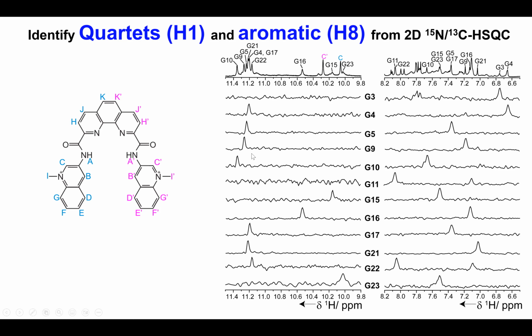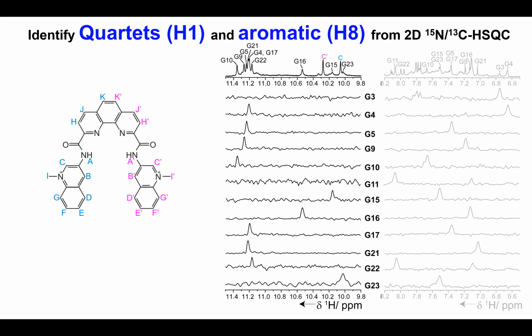From this HSQC, we assigned all the protons in the imino region, which is actually the fingerprint region of the quadruplex, as well as the aromatic region. And we also found the assignment of the ligand from other NMR experiments. And we found some very critical observations.